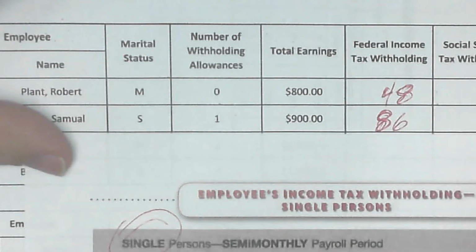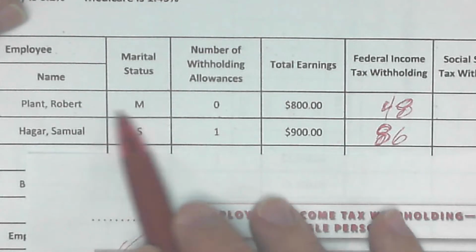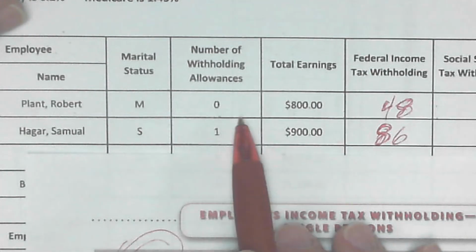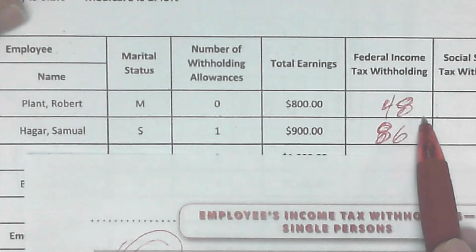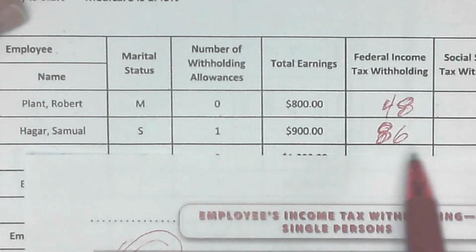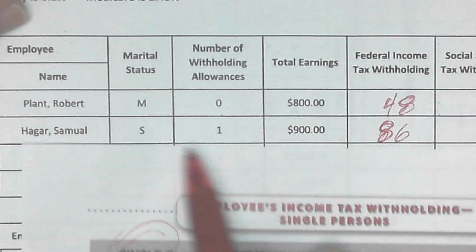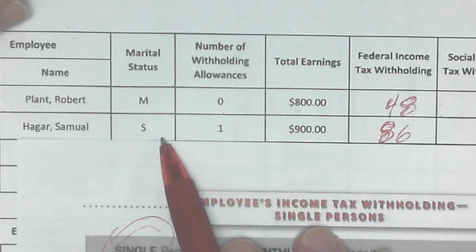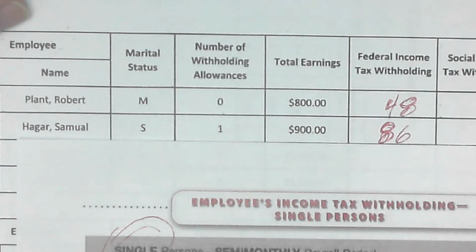So now something to point out. Look at Robert Plant. He's married. He has no allowances, no dependents whatsoever, and he's only got to pay $48 in tax. And Sammy here, he's single, has an allowance, but he's got to pay almost twice as much. It's because he's single. So when you're single, you have to pay more in tax. Or you can look at it the other way. When you're married, you have to pay less in tax.